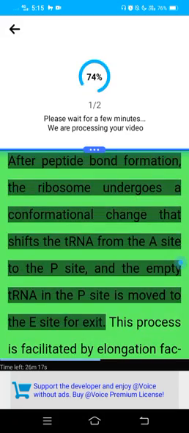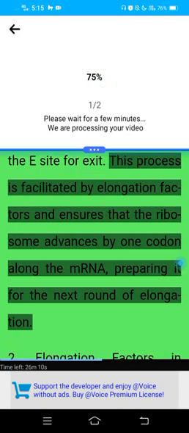C. Translocation. After peptide bond formation, the ribosome undergoes a conformational change that shifts the tRNA from the A site to the P site, and the empty tRNA in the P site is moved to the E site for exit. This process is facilitated by elongation factors and ensures that the ribosome advances by 1 codon along the mRNA, preparing it for the next round of elongation.